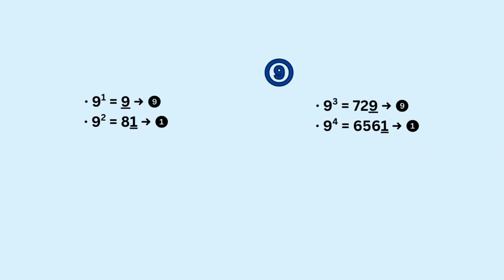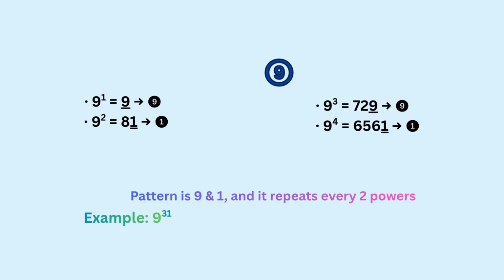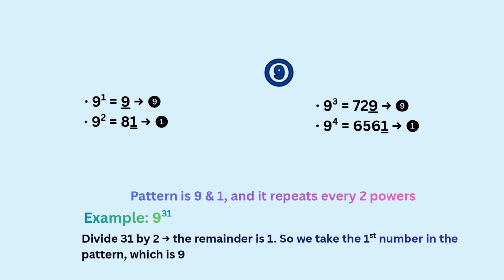And now let's see 9. 9 to 1 is 9, and 9 squared is 81. So the pattern is 9 and 1, and it repeats every 2 powers. And we can see the example, 9 to the power of 31. If we divide 31 by 2, the remainder is 1. So we take the first number in the pattern, which is 9. So the last digit is 9.